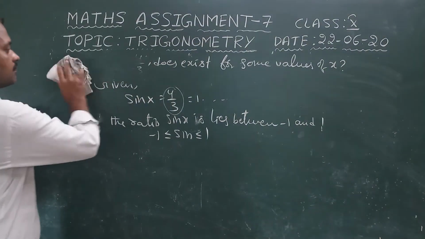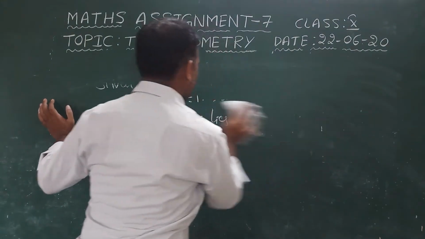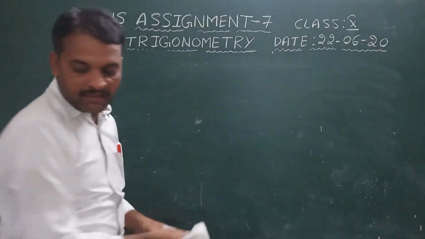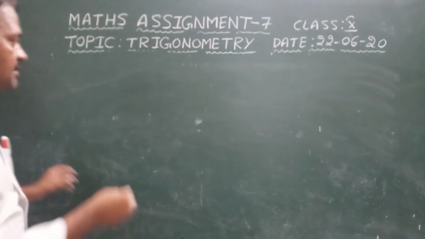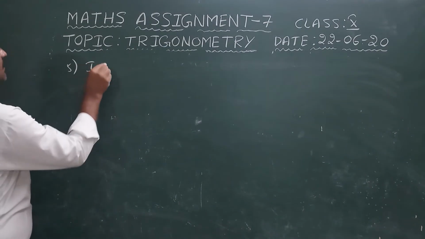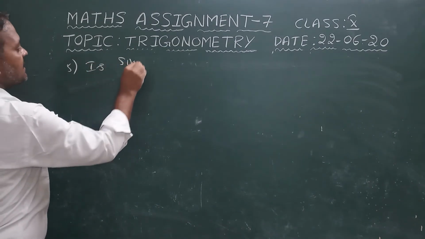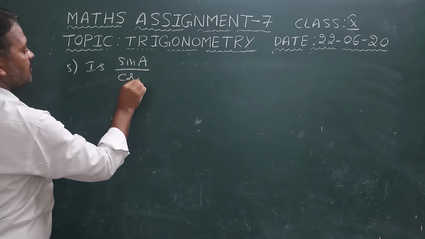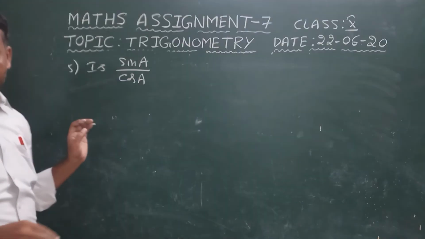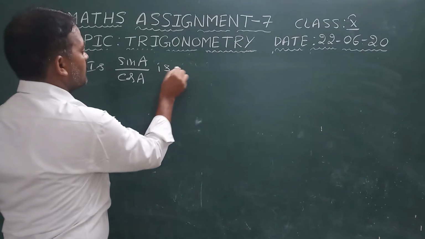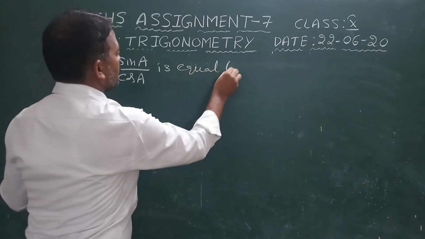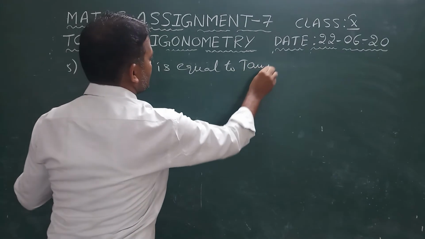So next I'll go for the last question. The fifth question is: sin a by cos a is equal to tan a. So this is the question.